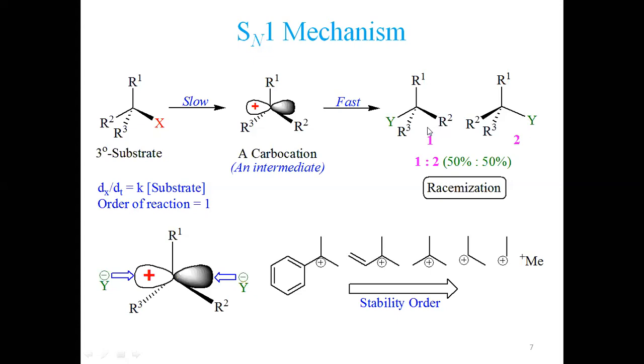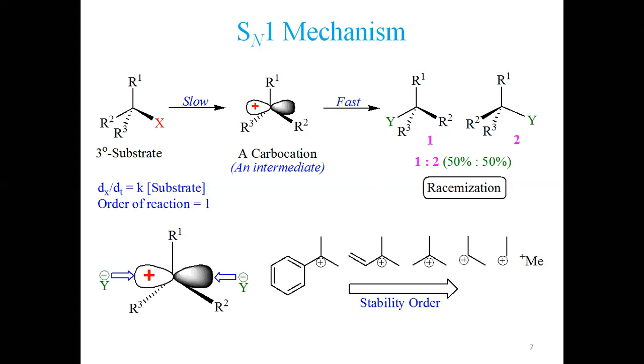If they are enantiomers, 1 and 2 are formed 50%, 50%. If they are formed equally, this is called a racemic mixture, and this process is called racemization. So SN1 stereochemically produces racemization. This is a very important concept to remember, that whenever we are doing this, it causes racemization.